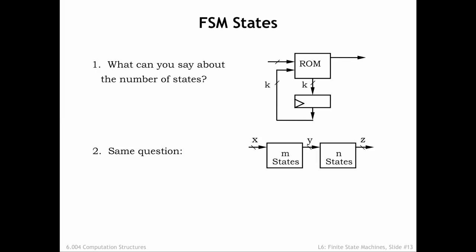Suppose we connect 2 FSMs in series, with the outputs of the first FSM serving as the inputs to the second. This larger system is also an FSM. How many states does it have? Well, if we don't know the details of either of the component FSMs, the upper bound of the number of states for the larger system is m times n. This is because it may be possible for the first FSM to be in any of its m states, while the second FSM is in any of its n states.